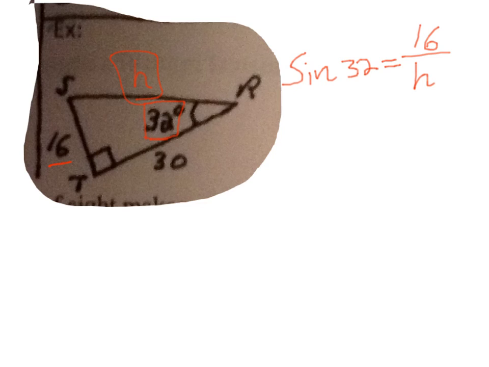Alright, so now let's solve for h. Multiply both sides by h. And I get down to h times the sine of 32 equals 16. Divide both sides by the sine of 32.